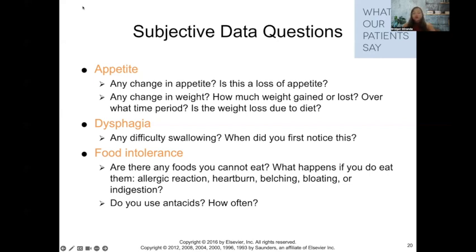And then, after you've OLD CARTed these symptoms, you also want to ask what type of medications are you using? What are you doing for relief? What makes it worse? What makes it better?